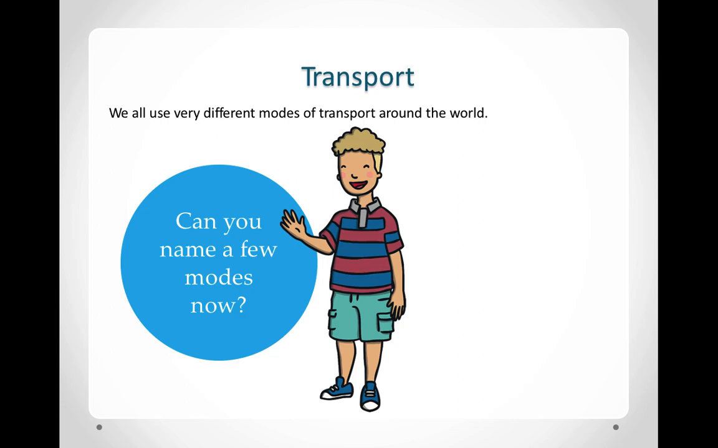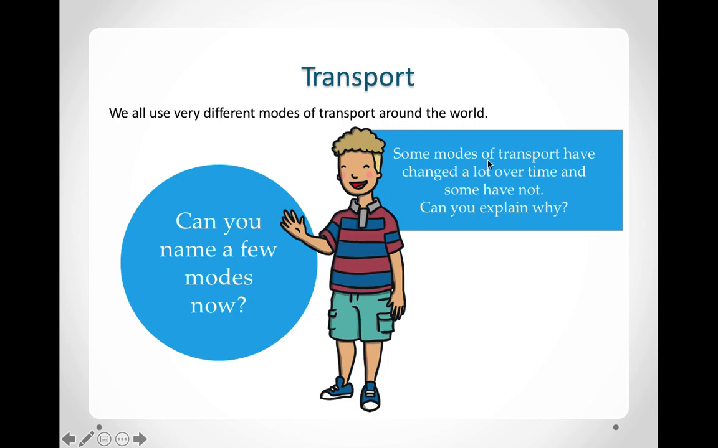Amazing, yes! We have cars, we have buses, there are bicycles, there are planes. There are so many different modes of transport that will help us get around from place to place. Some modes of transport have changed a lot over time. Like, what has changed a lot over time? That's right, cars have changed a lot. And so have planes. Yes, amazing. And some have not. Like a bicycle, that's right.